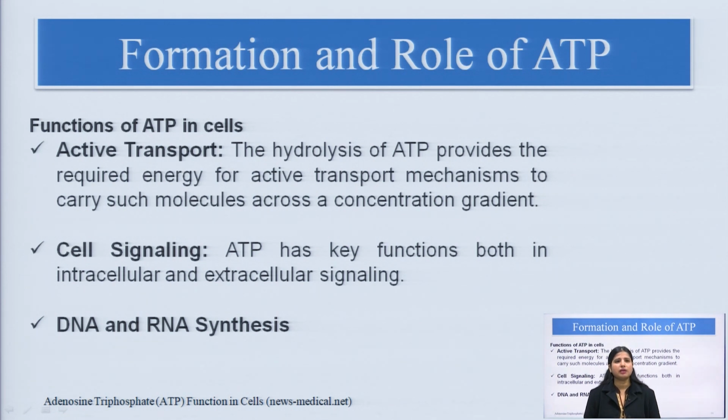Then cell signaling. For many of the reactions occurring in the cell, ATP is required. Many cascade reactions are activated through ATP. Kinase is a very common enzyme which requires ATP for generating the kinase cascade. ATP is also required in DNA and RNA synthesis. The monomers are required in the formation of these nucleotides.